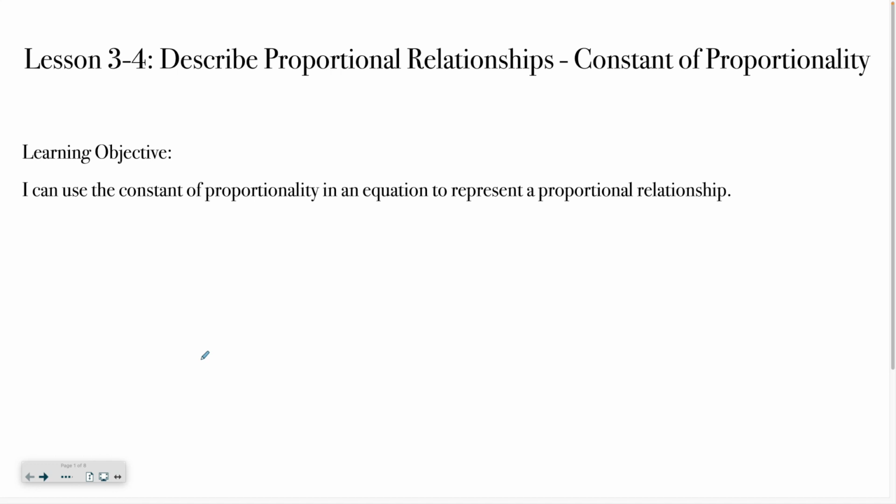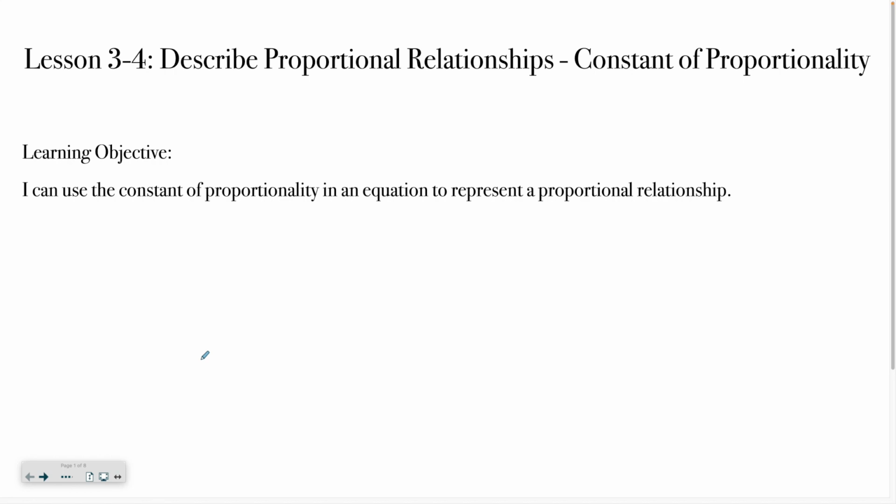Hello class, welcome to Pre-Algebra Lesson 3-4, which is all about describing proportional relationships using the constant of proportionality. So by the end of this lesson, you should be able to use the constant of proportionality in an equation to represent a proportional relationship.